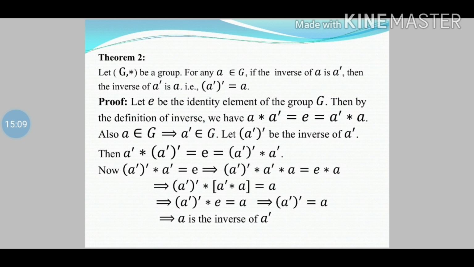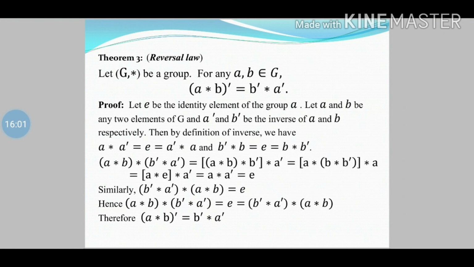Let E be the identity element of a group G. Then by the definition of inverse, we have A star A dash is equal to identity, that's equal to A dash star A. Also, A belongs to G implies A dash belongs to G. Let A dash all dash be the inverse of A dash. Now A dash all dash star A dash is equal to E, which implies A dash all dash star A dash star A is equal to E star A. That is, finally we get A double dash is equal to A. That is, A is the inverse of A dash.